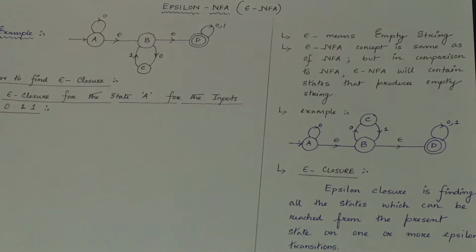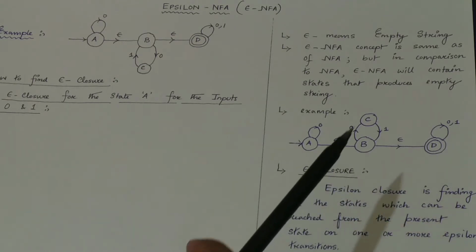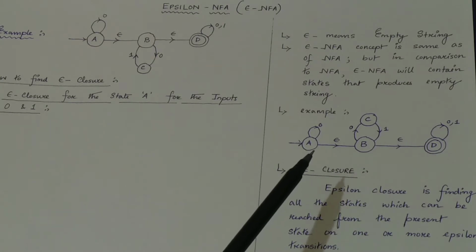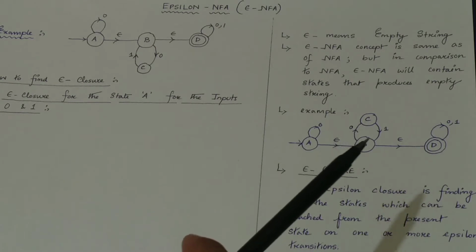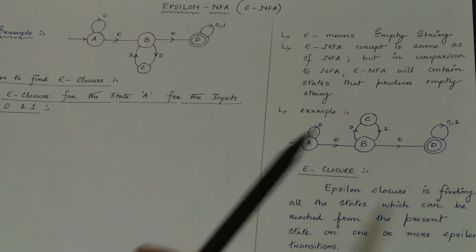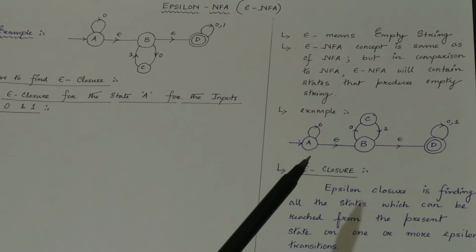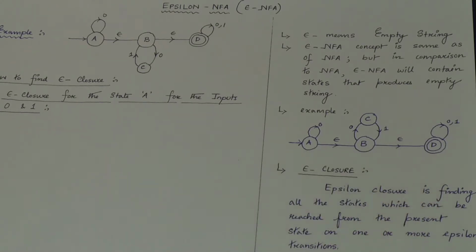For example, in this particular example we have states A, B, C and D. For A we have a 0 transition, and for B we have a 0 transition. There is no transition for the input 1. In this diagram the input symbols are 0 and 1, right? Apart from this we can justify that this is an NFA. But how do you justify epsilon NFA? By looking at certain states which are producing an empty string. See, A is producing an empty string, B is producing an empty string. So we can directly say that this is an epsilon NFA.